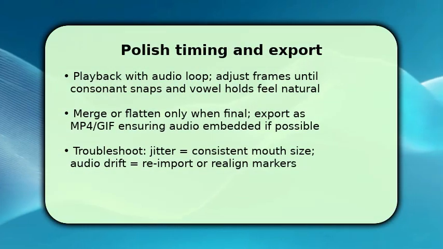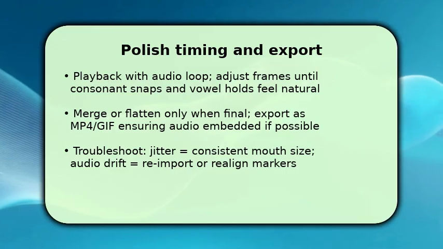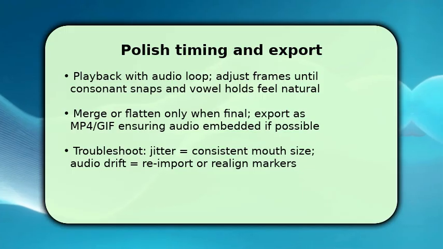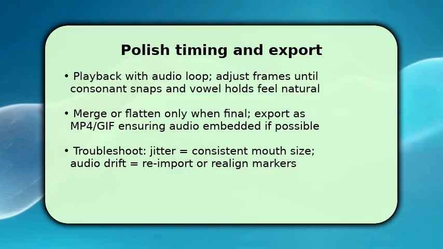You finish by playing the animation with the original audio and listening closely for mismatches. Make fine adjustments. Shorten frames for quick consonants, extend frames for held vowels, and add subtle head or jaw movement to sell the illusion. Once satisfied, flatten only necessary layers and export with audio embedded if your export supports it, or export frames and combine in an editor.